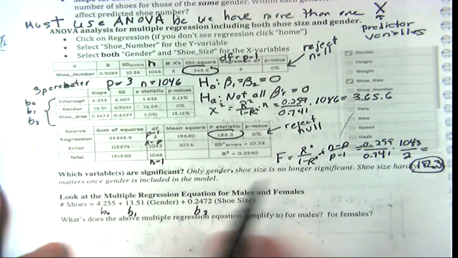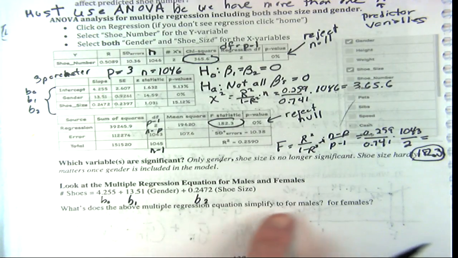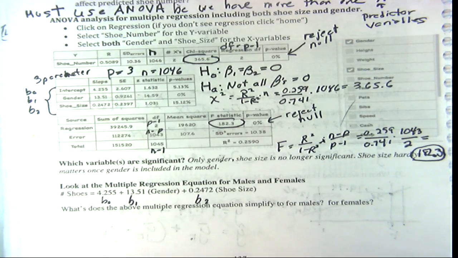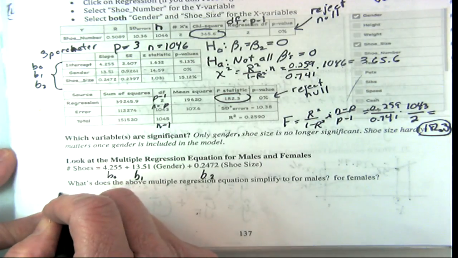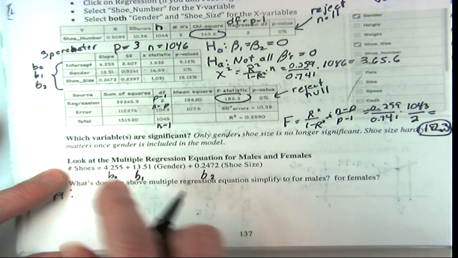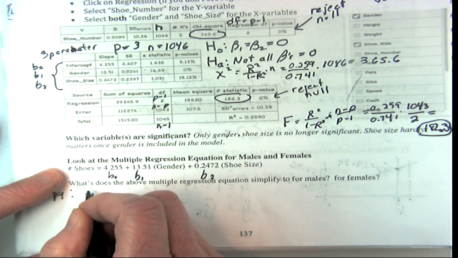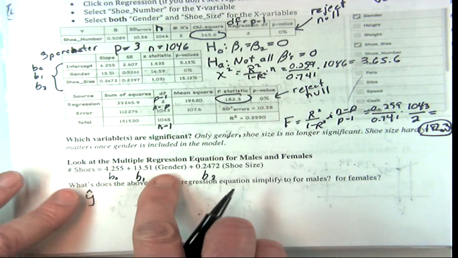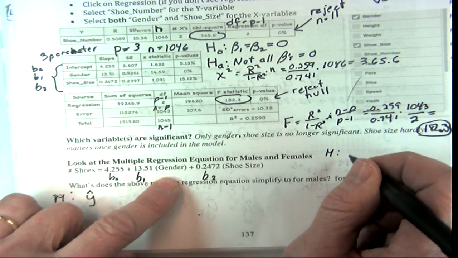So let's interpret this. How do we interpret this regression equation? What does it simplify to for males, and what does it simplify to for females? So let's look at it. Okay, so for males, what's this going to be? Well, for males, we have to remember how it's coded. Gender is coded as 0 for males. So for males, G is equal to 0.